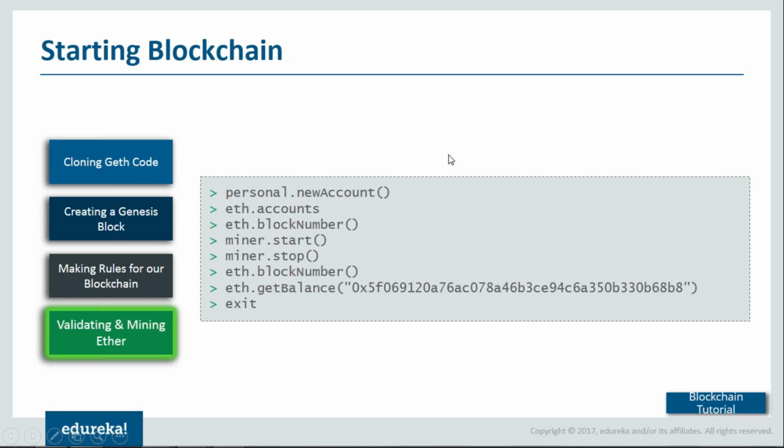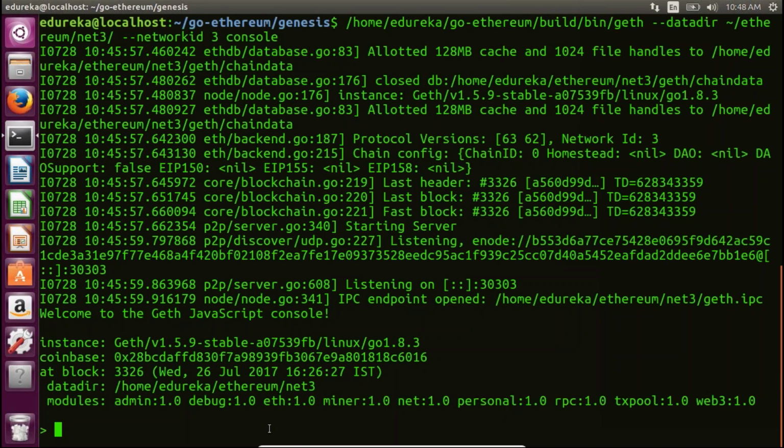So now let's go back to our console and begin by executing each of these commands one by one. Now, as we have discussed, the first command that we'll be executing is for creating a new account. So that is personal.newAccount. Now, one thing to remember is that the A is capital here.